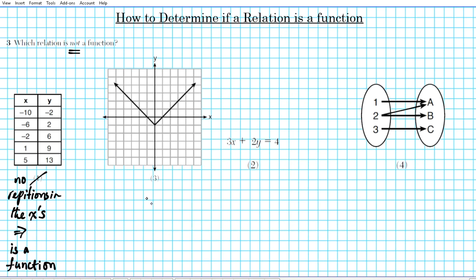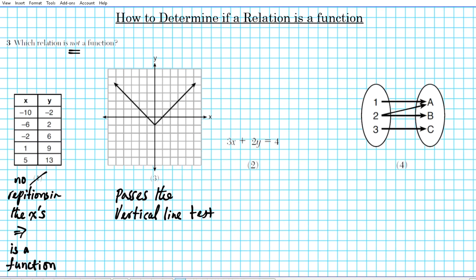Okay, number 3, we have a graph. Whenever you're given a graph, you're looking for a graph that passes any graph that passes the vertical line test, the VLT. Okay, vertical line test. So does this graph pass the vertical line test?